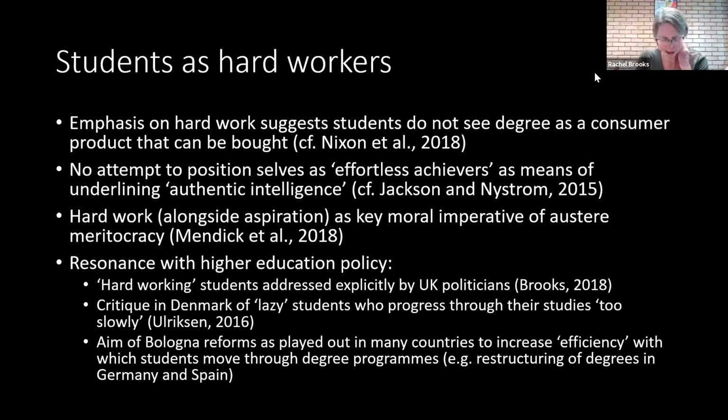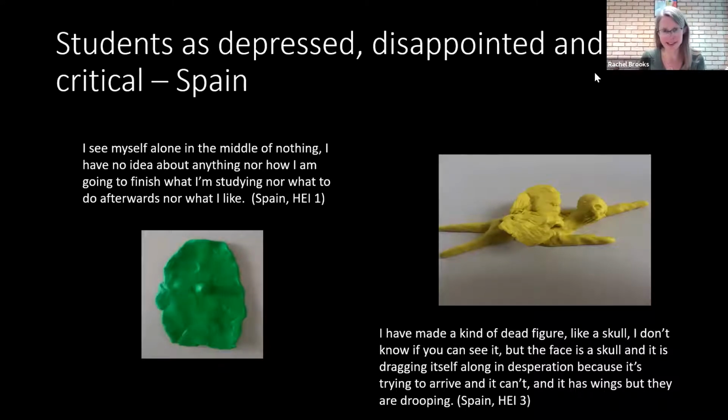I'm now going to move on to talk about a few areas in which students' representations differed between countries. So the first is students as depressed, disappointed and critical, which was seen only in Spain. So most of the models, including the ones I've just been talking about, conveyed a very positive understanding of what it meant to be a higher education student. But it was really striking that part of the Spanish sample was really different in this respect. They tended to be critical of the higher education experience they're receiving and pessimistic about where their degree would lead them. And so just two examples here for you of that.